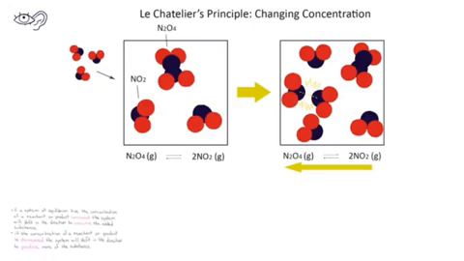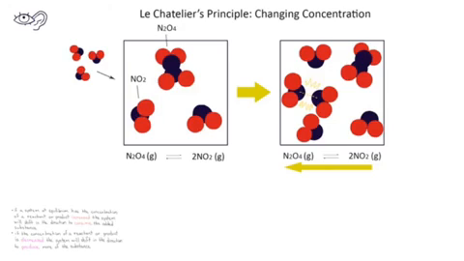This image demonstrates Le Chatelier's principle when it deals with changing the concentration of a reactant or product. We represent the reaction of N2O4 producing two NO2 molecules. In the first square, we see that we have an equilibrium concentration of NO2 and N2O4. And then we add some NO2 molecules to the system. Once the NO2 is added, the system is no longer at equilibrium.